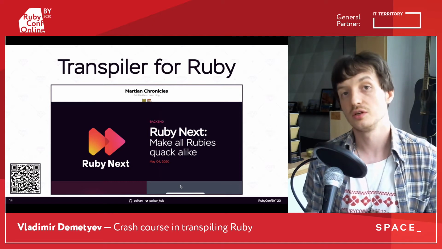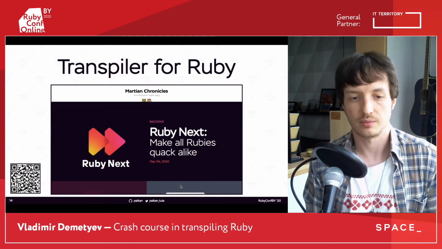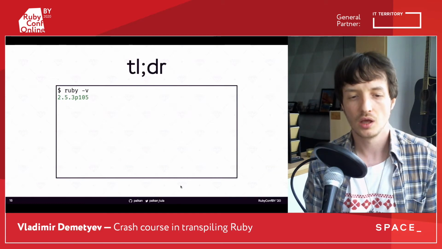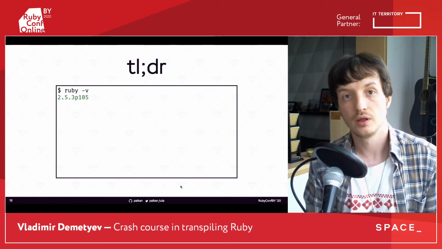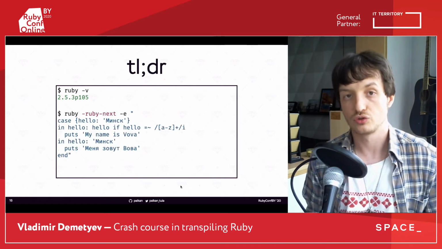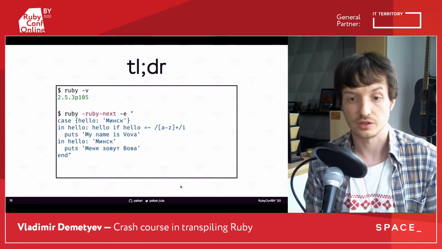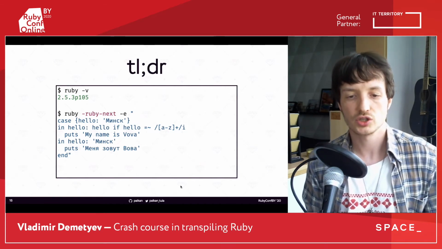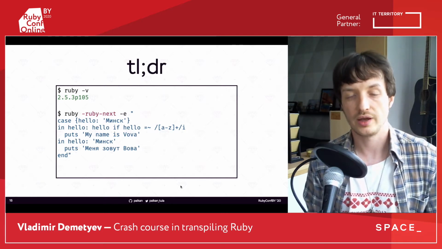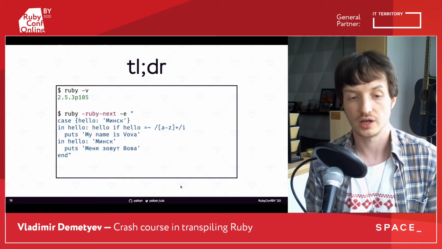So what does a transpiler do for Ruby? Let's take a look at a quick example. Assume we have Ruby 2.5 and we want to run this code. This code obviously should raise an exception because Ruby 2.5 doesn't know about pattern matching. But with this little switch, RubyNext, we can make it work. That's what transpilers can do, and that's what we're going to talk about today: how to make this work.